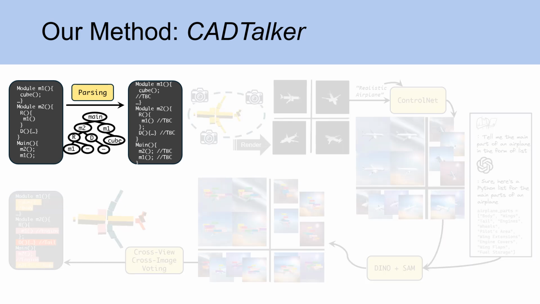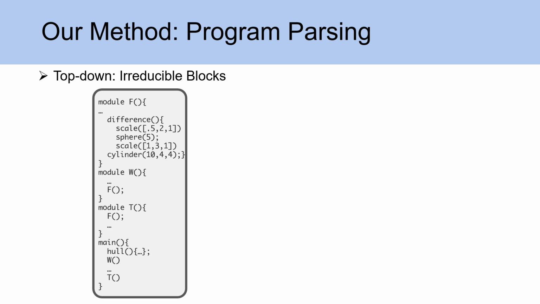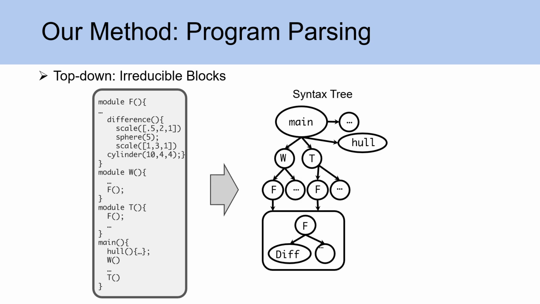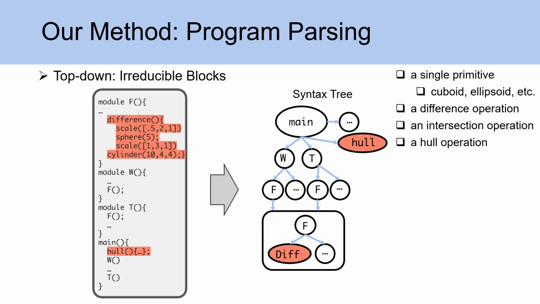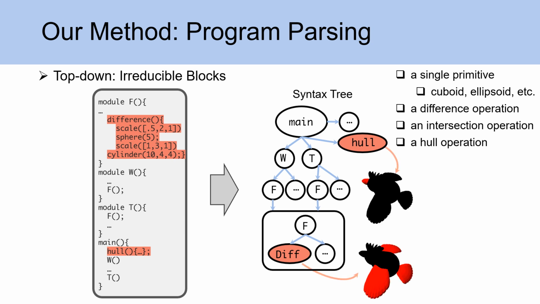Firstly, program parsing. Given a program, we first convert it into its corresponding abstract syntax tree with the parsing toolkit. We then traverse the syntax tree from the top down using breadth-first search until we reach an irreducible block. The irreducible block is a sequence of instructions that corresponds either to a single geometric primitive like cuboid, ellipsoid, etc., or to a difference, intersection, or hull operation on primitives. Here, the red color highlights two such blocks corresponding to the beak and the wing structure.